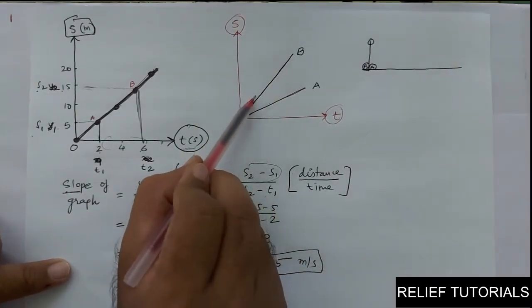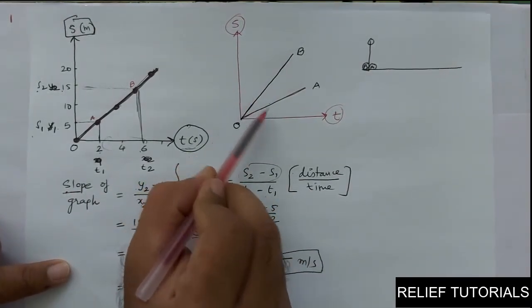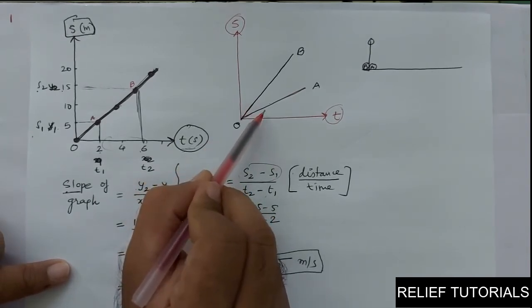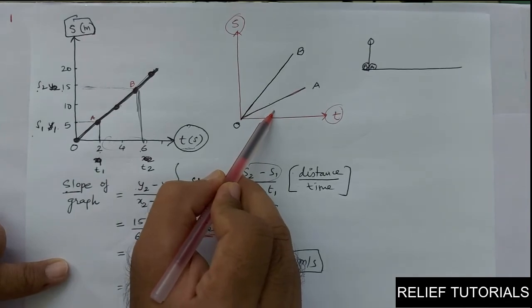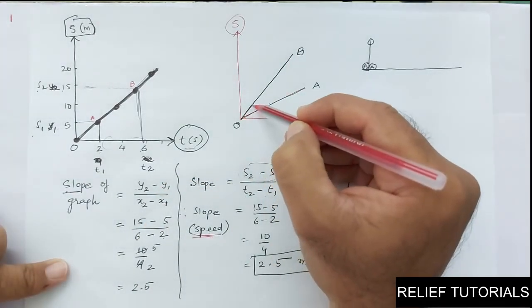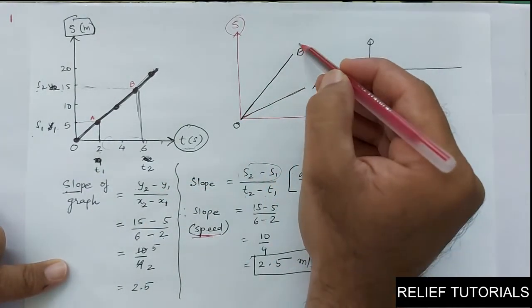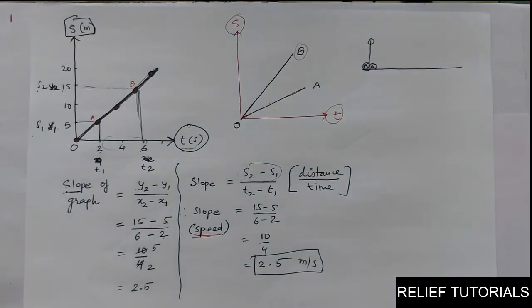So which one is moving faster? Out of these two, which one? If someone asks you which particle is moving faster, you can easily say that because the slope of line B is more, B is traveling with the faster speed. So more slope, more speed. Less slope, less speed. Is that clear?